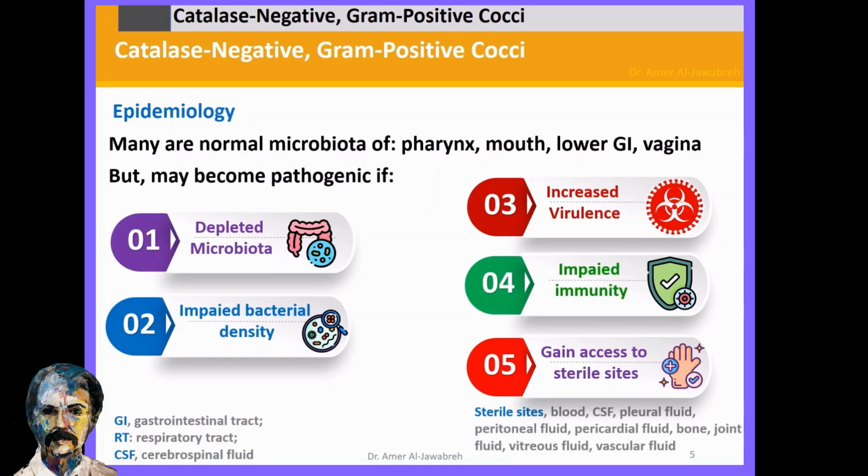Gain access to sterile site. These are the fluids and the sites in our body where the count of the bacteria equals 0. Normally should be 0. First, blood. Our blood is bacteria free or organism free. CSF, pleural fluid, peritoneal fluid, pericardial fluid, bone and joint fluid, vitreous fluid, and vascular fluid. All of these, if the bacteria gains access, it will cause problems.